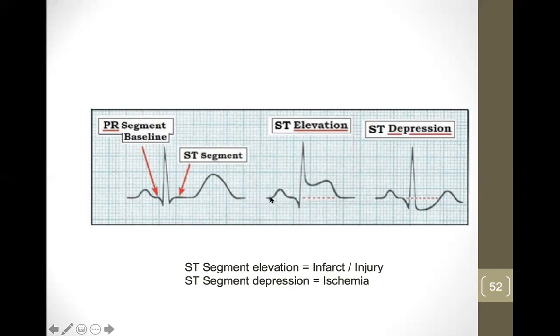Here would be ST segment elevation. So this is where our isoelectric line should be, and you can see that dotted line traveling there because that's where it would be connected if it was at the same level as the baseline. However, this ST segment is actually elevated. It's called ST segment elevation, which means they are actually having an injury happening to the heart right now, which is what we call an infarct.